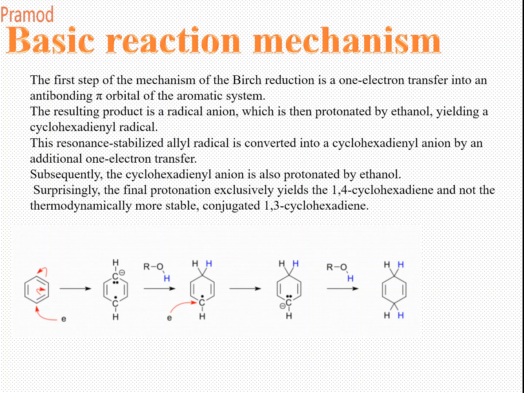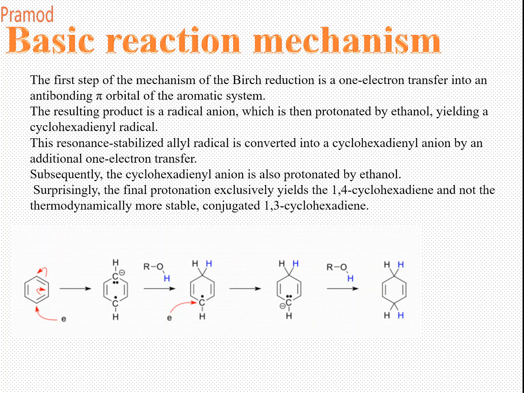This leads to the formation of a radical anion. Okay, this resonance stabilized allyl is converted into cyclohexadiene by the addition of an electron. The first step is protonation. Again, after getting protonated, it gets converted to a cyclohexadienyl radical.